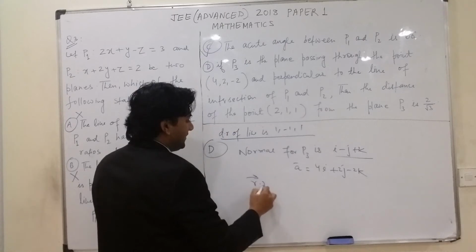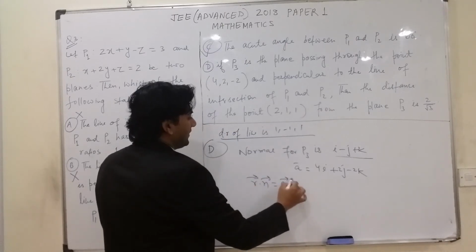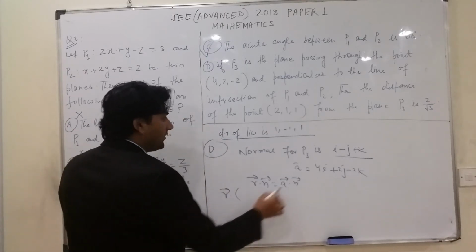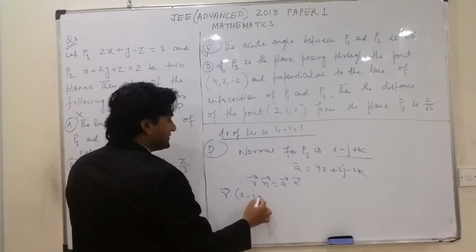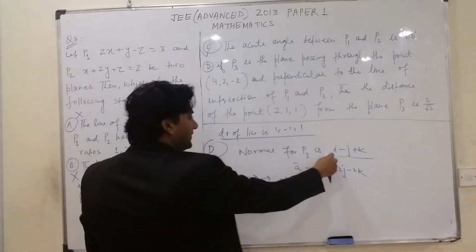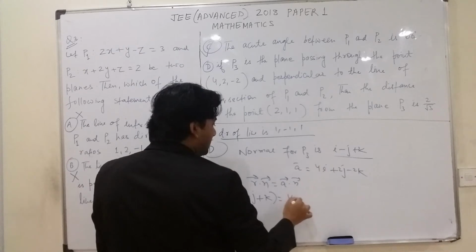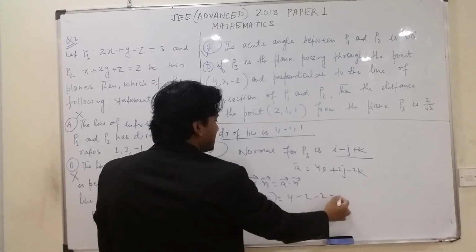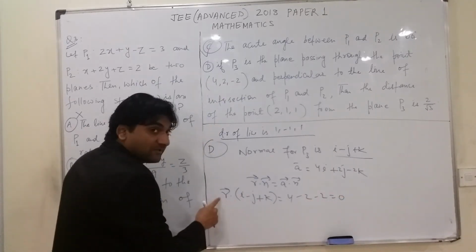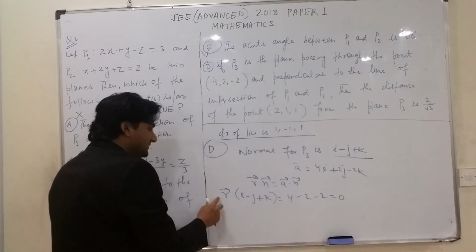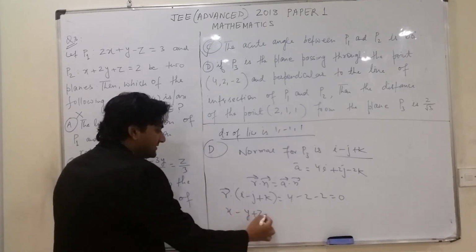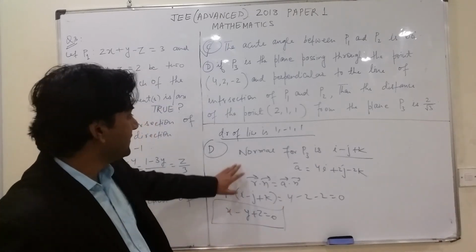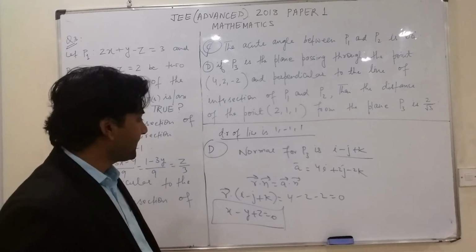And we have the equation r dot n equals a dot n for finding the equation of a plane. So right now r dot n, we have n, i minus j plus k, equals a dot n. 1 times 4 is 4, minus 1 times this is minus 2, 1 times this minus 2. So this is 0. So from here r is xi plus yj plus zk. So that is x minus y plus z equals 0. So we got x minus y plus z equals 0. This is the equation of plane P3.